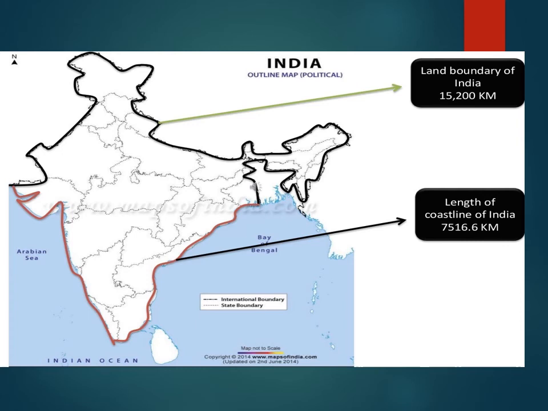This map will help you to understand the boundaries of India. The boundary marked in black on the northern side is a land boundary. That means India is sharing its land boundaries with the neighboring countries. We have 15,200 kilometers of land boundary. And the coastal region, the places where we have ocean or sea, the total coastline of India is 7,516 kilometers in length. So these are the land and ocean boundaries of India.